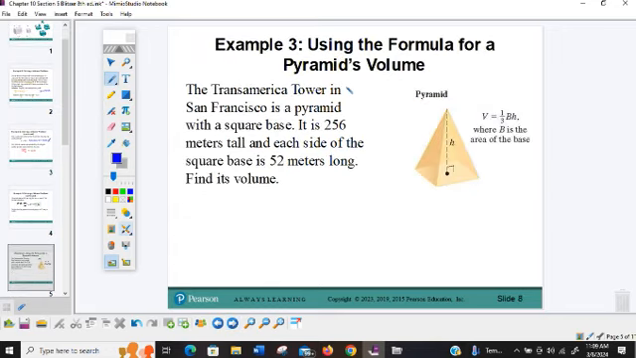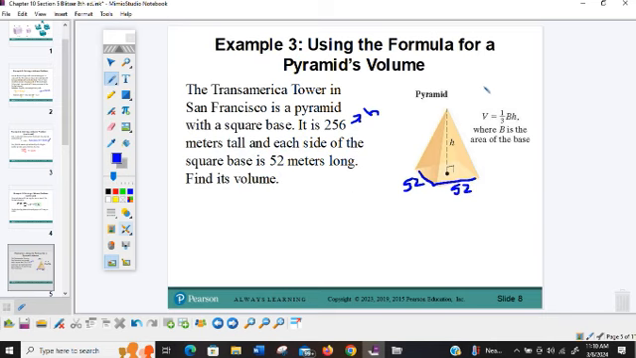Look at one more example, using the formula for a pyramid volume. It says the Transamerica Tower in San Francisco is a pyramid with a square base. That means these sides are going to be equal because it's a square. It is 256 meters tall, so we know the height. That's going to be our H. And the square base is 52 meters long, so we know that each side is 52, all the way around the square.